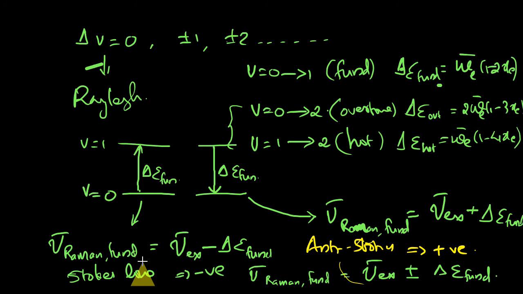So the molecule's de-excitation will happen only with low intensity, because for de-excitation to happen, the molecule should first be in an excited vibrational level. But the number of such molecules in the excited vibrational level is very small. So that leads to a low intensity of the anti-Stokes lines. So that you can keep in mind.